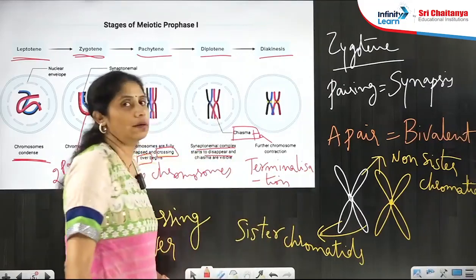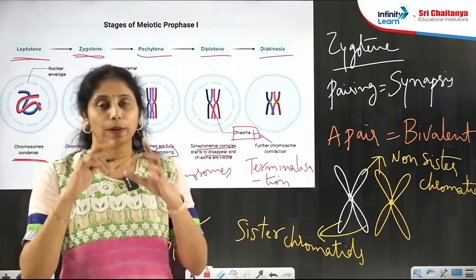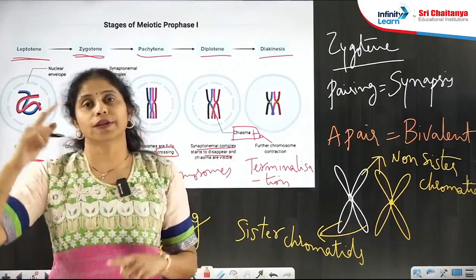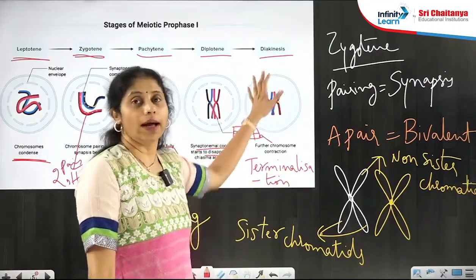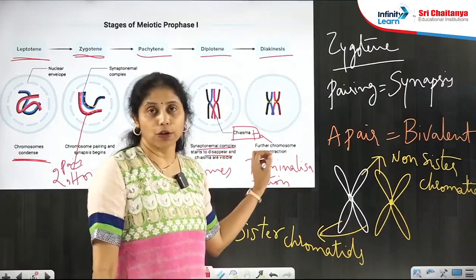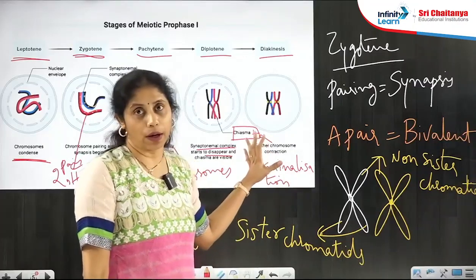Of chiasmata. The chiasmata from the point of origin, they'll move towards the ends of the chromosomes. That is called terminalization, which occurs in the diakinesis. Terminalization of chiasmata, that is a main event.